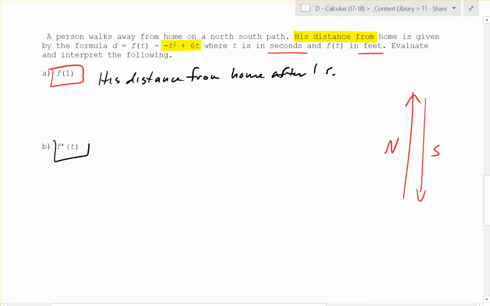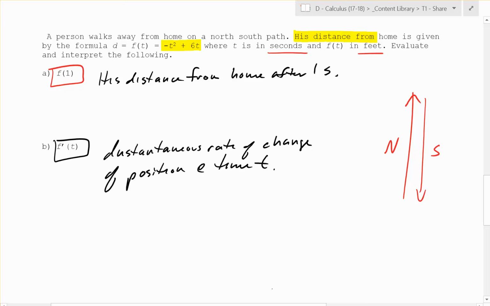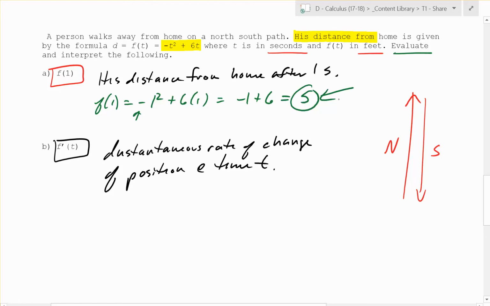What does f prime of t mean? Well, that's the instantaneous rate of change of his position at time t. Let's go back to A for a second. It says evaluate, so we just plug in 1. So f of 1 would be negative 1 squared plus 6 times 1. Remember that negative sign is happening after the squaring, so that's going to be negative 1 plus 6, which is 5. This means he is 5 feet from home after 1 second.